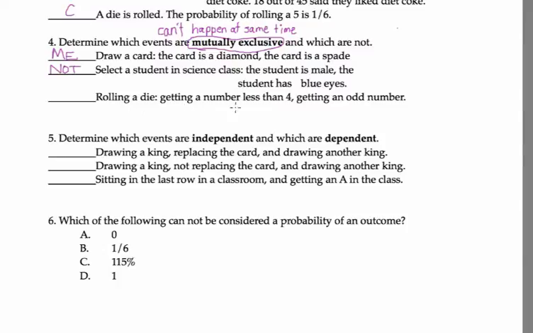Rolling a die. Getting a number less than 4, that'd be a 1, a 2, or a 3. Getting an odd number, that'd be a 1, a 3, or a 5. Can those things happen at the same time? Yeah, you could get a 3, that would be happening at the same time. So they can't happen at the same time to be mutually exclusive, so this is not mutually exclusive.